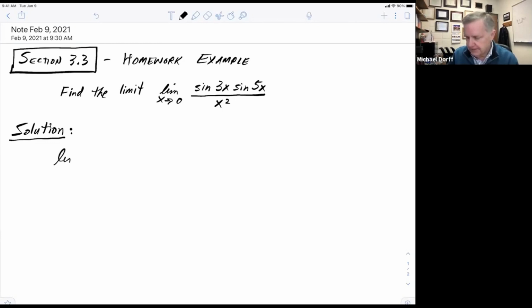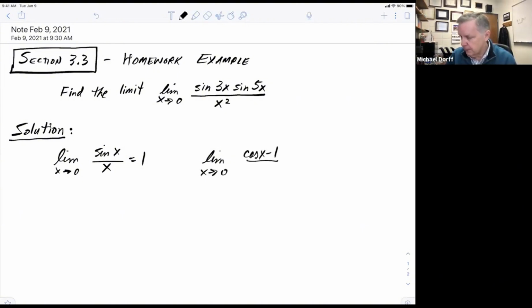So the first one is that the limit as x goes to 0 of sine of x over x equals 1. This is one of the properties or identities in this chapter, section 3.3. The other one is the limit as x goes to 0 of cosine of x minus 1 over x equals 0. Now you can take a variation of this one.